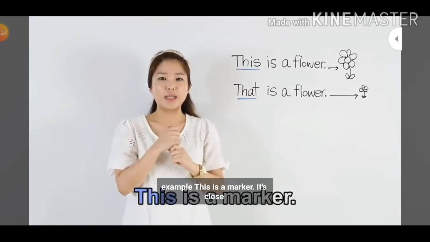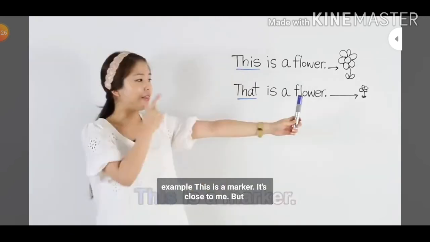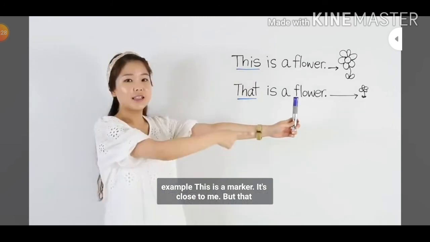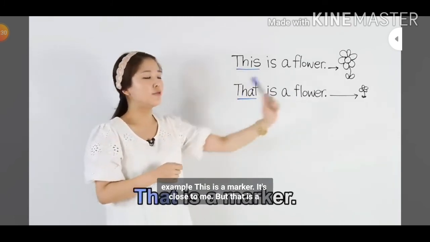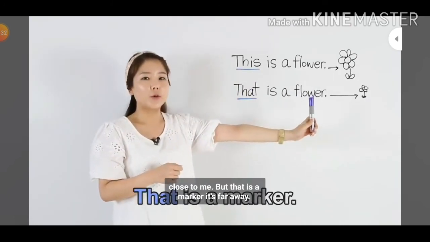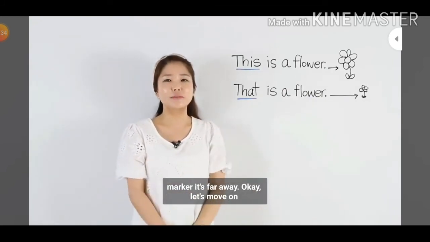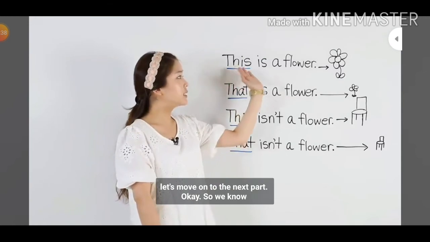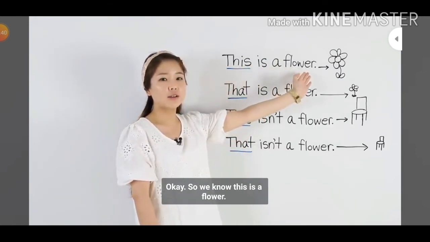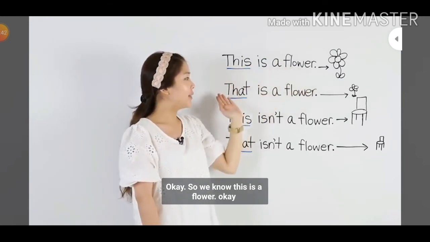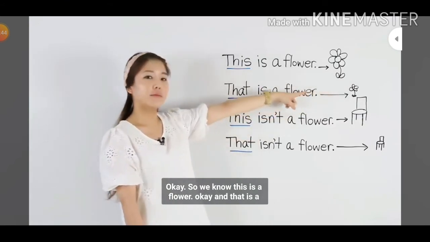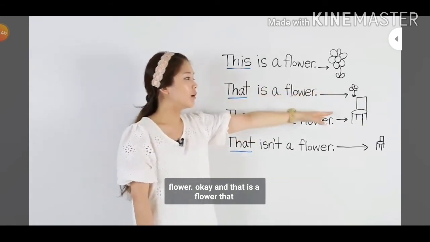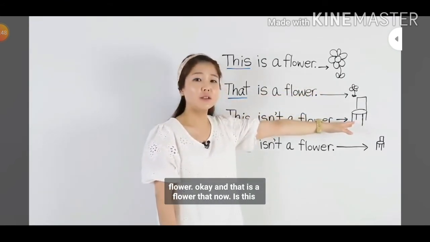It's close to me. But that is a marker. It's far away. Okay, let's move on to the next part. Okay, so we know this is a flower. Okay, and that is a flower. Now, is this a flower?